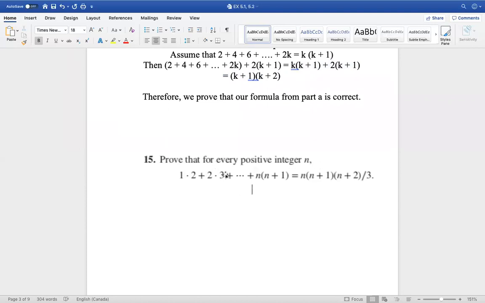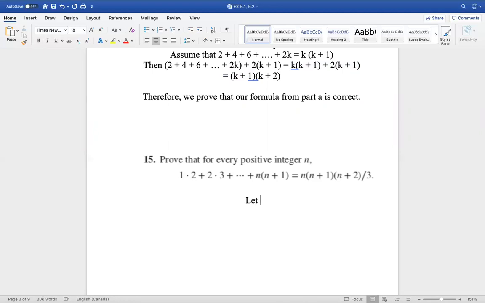Let's move forward to question number 15 here. So again here, we have to prove that these sides are equal using proof by induction. It doesn't matter if we start from the left hand side or the right hand side, the eventual conclusion is to prove whether they are equal or not. Okay, so let's start with it.